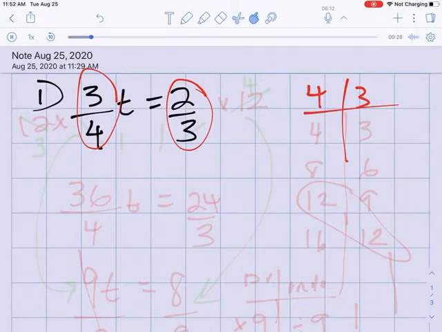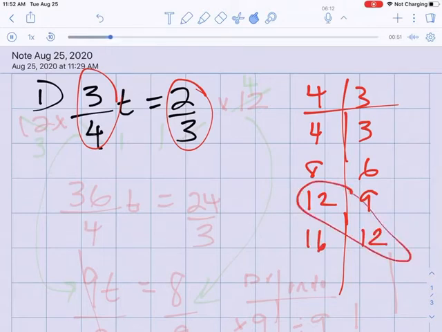in common. So 4 is the first multiple of 4, and 3 is the first multiple of 3. Obviously, they're not in common. Then 8 and 6, still not in common. Then 12 and 9, still nothing in common yet. And then I have 16, and then I have 12. So we have 12 as our least common denominator.